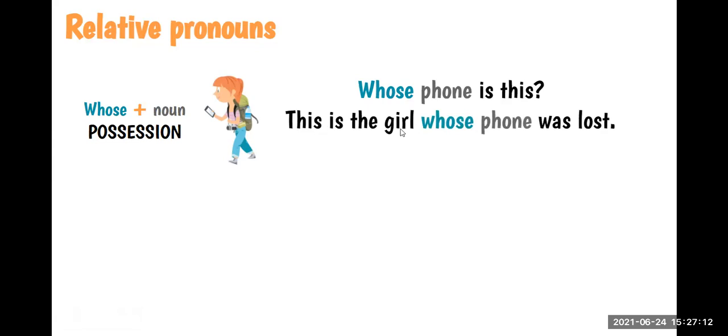This is the girl whose phone was lost. Esta es la chica de la cual el teléfono estaba perdido. O sea, el teléfono de la chica estaba perdido. ¿Okay? Entonces, cuando decimos whose, indicamos que el siguiente objeto le pertenece a la persona de la que estamos hablando. ¿Okay? Entonces, generalmente para indicar posesión o a veces para indicar relaciones entre personas. Por ejemplo, whose daughter, whose son, whose mother. Okay?